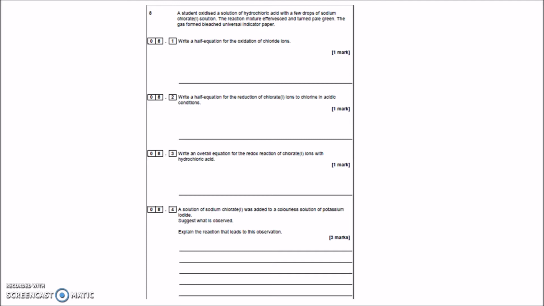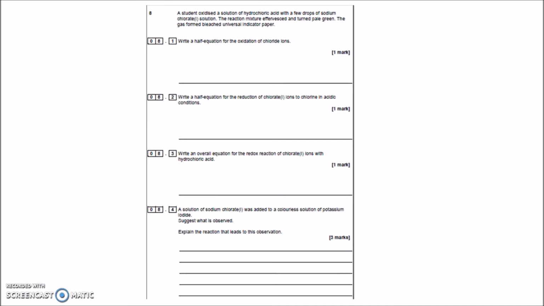With a few drops of sodium chlorate(I) solution. Oh, we're going to have to work out what sodium chlorate(I) is. The reaction mixture made a gas and turned a pale green. The gas formed bleached universal indicator paper. Now chlorine's a pale green gas and chlorine is used in bleach products, so maybe we're making chlorine gas. Write a half equation for the oxidation of chloride ions.